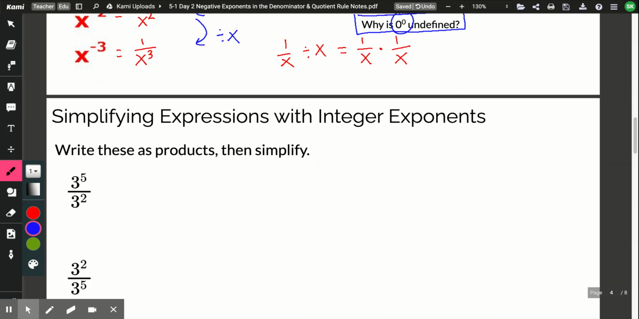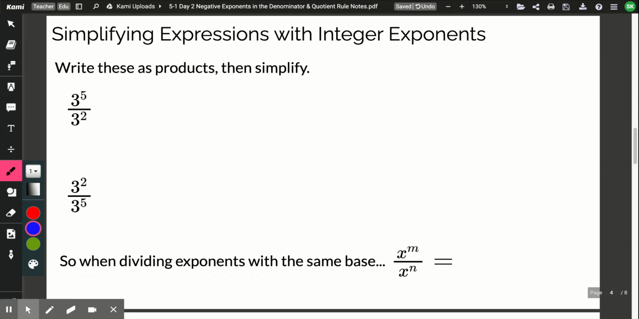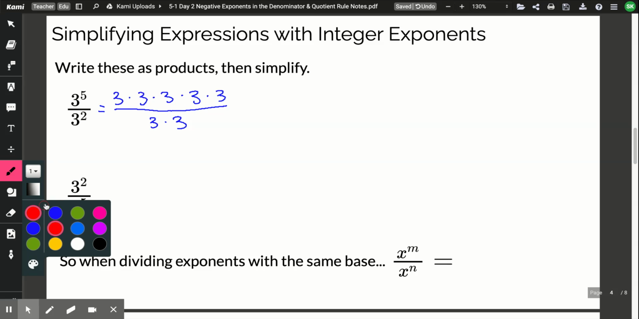So let's move on to today's learning. First, we're going to take these two problems on the screen and expand them out in order to simplify. So I know 3 to the 5th power is the same as 3 times 3 times 3 times 3 times 3. So that's what belongs in the numerator. And in the denominator, I just have 3 times 3. To simplify this, we can look for what we can divide out of both the numerator and the denominator. I can do 3 divided by 3, which would turn into a 1. And here's another 3 divided by 3 we can do, which becomes a 1 again.